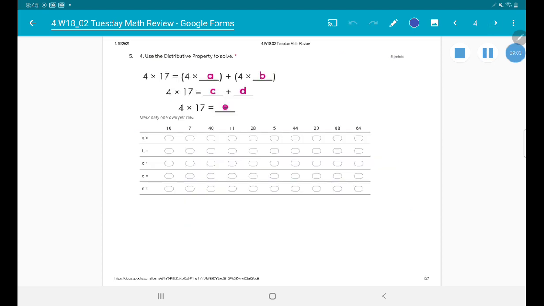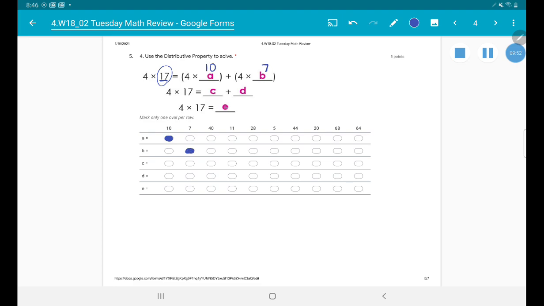All right, the next question, we're going to use the distributive property to solve. The distributive property means that I can break this 17 apart into two numbers that add together to equal 17. So I'm just looking at this first line. 4 times 17 is equal to, or the same as, 4 times 10 plus 4 times 7. All I'm doing is taking this 17 and breaking it into parts that are easier to multiply. So A is going to be equal to 10. And B is going to be equal to 7.